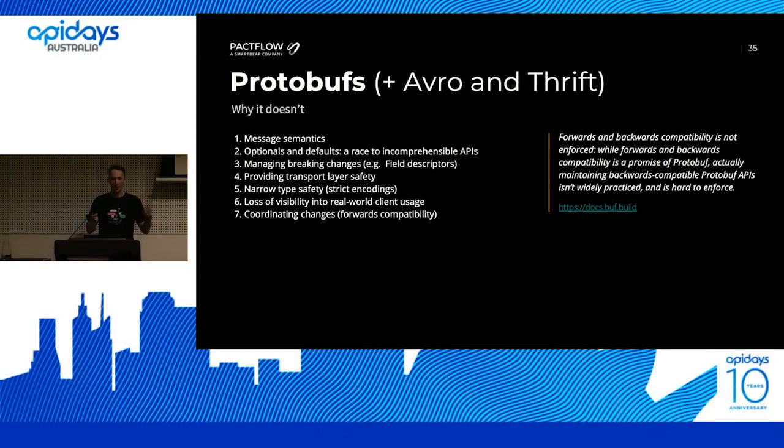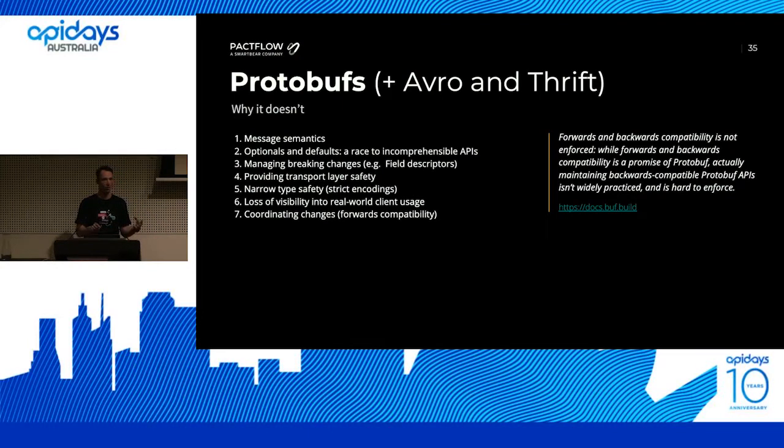So, let's go back to the problems here. We talked about semantics and optionals, but you can still introduce breaking changes even in the basics of the language. For example, field descriptors: in theory, very easy not to change. In practice, if you can refactor your code through IDEs, you can still do that. Transport layer safety, I might just skip past that in the essence of time. But narrow type safety is a really good example of another one.